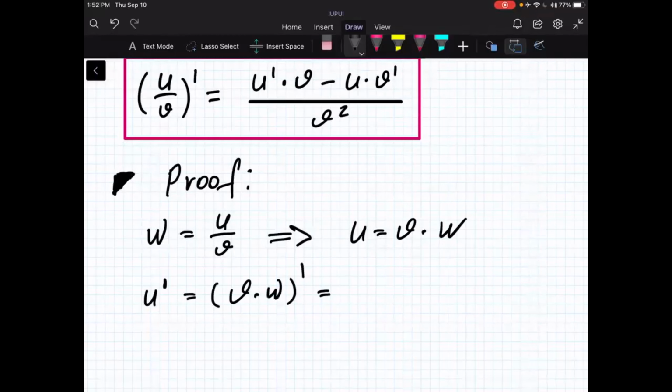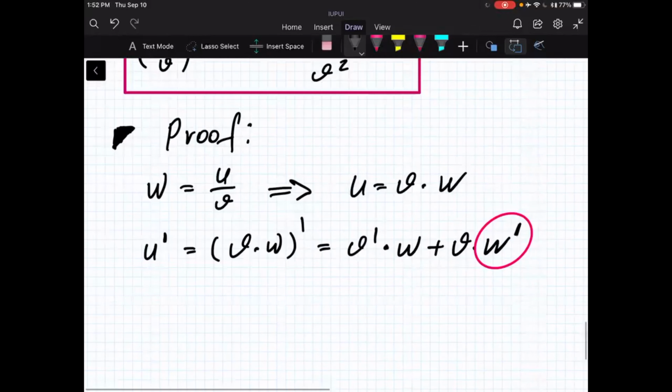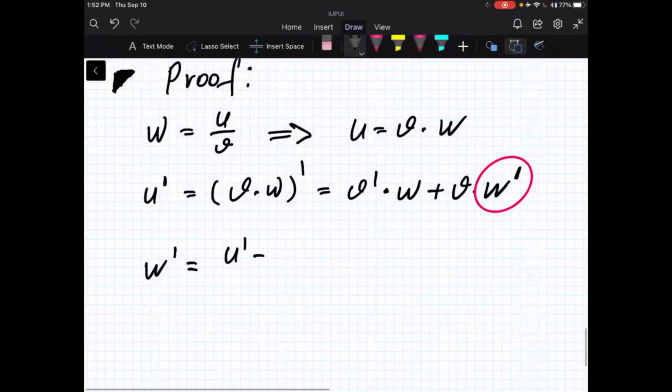So again, how it works. First, I differentiate the first function and multiply by the second, plus the first function times the derivative of the second one. But now, what we are interested in is the derivative of w. That was our initial problem. So let's express it. That means that v w prime will be u prime minus v prime times w, divided by v, from this equation, right?